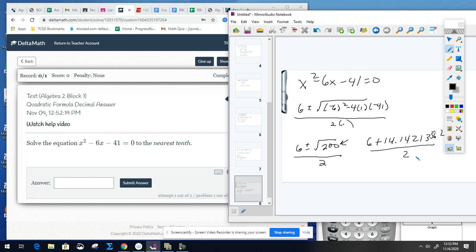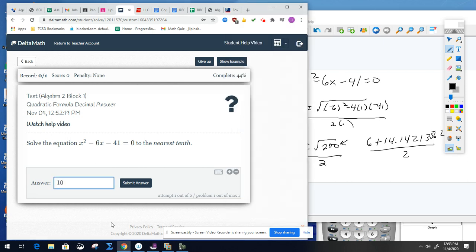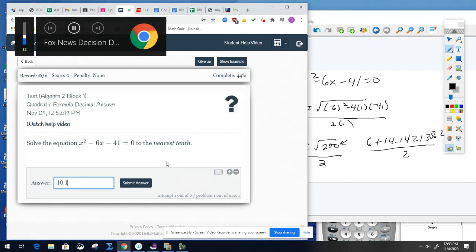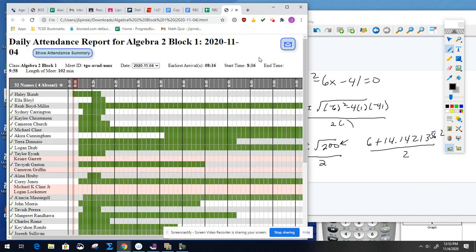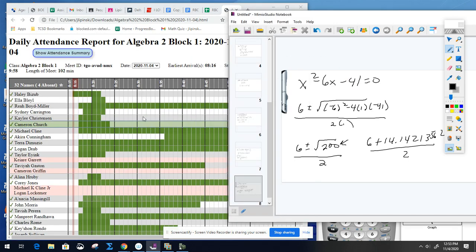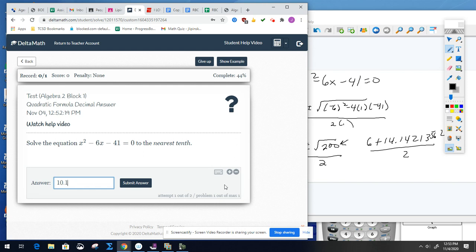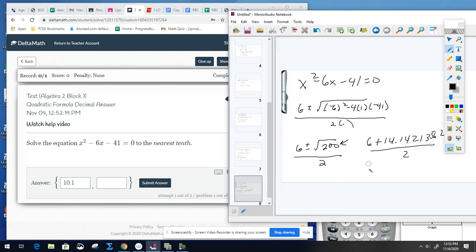But again, as you're doing this, you can just leave it in the calculator, divided by 2, and I get an answer of 10.1 for one of my answers. I get an answer of 10.1 is one of my answers, and then I'm going to get my other answer would be 6 minus 14.